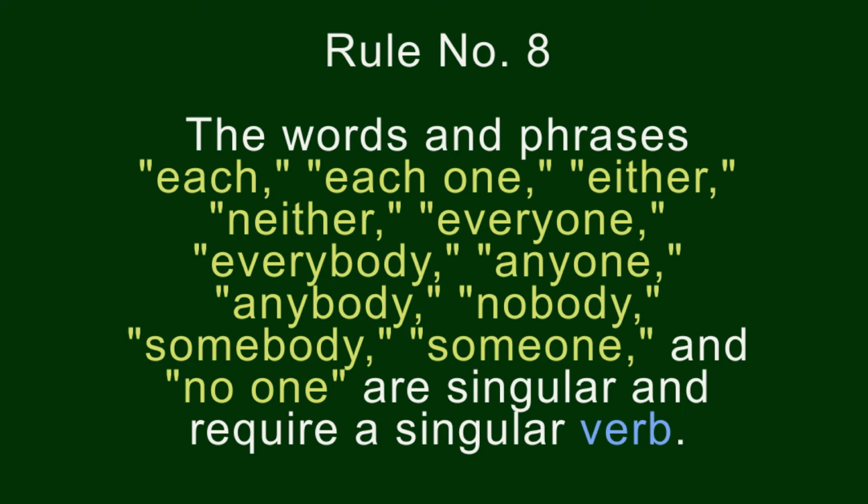Rule number 8, the words and phrases each one, either, neither, everyone, everybody, anyone, anybody, nobody, somebody, someone, and no one are singular and require a singular verb. So take note of all of those words.